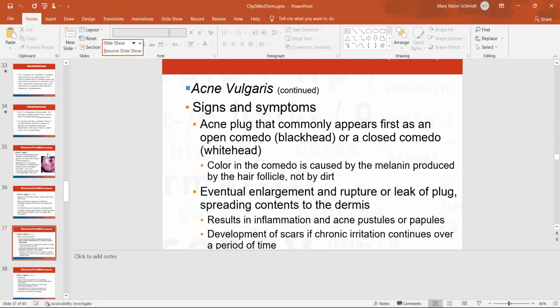An acne plug usually starts off as either a blackhead or a whitehead, an open comedo or a closed comedo. And the color in it is caused by the melanin, not by dirt. So in other words, if it's a blackhead, it doesn't mean that that's a dirty whitehead. It's melanin, so it's color, okay? And eventually, it's just going to get a little bigger and it'll rupture, and the contents of it spread to the dermis, the layer under the epidermis. It gets inflamed, red, and those pustules or papules will start to spread. And the sad part too is if it's really bad and really chronic for a lengthy period of time, even if you don't necessarily, like they'll tell you, don't scratch it, because it can leave scars. It can leave some significant scars.